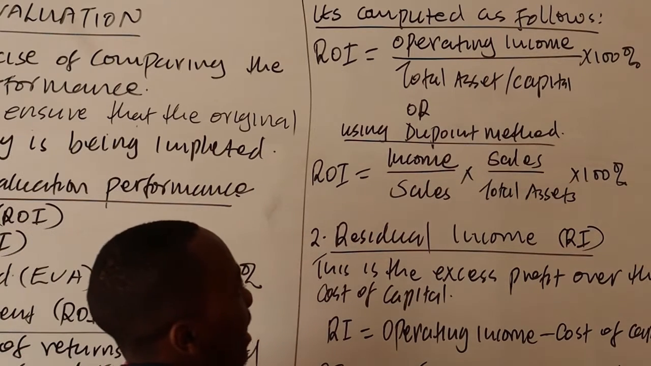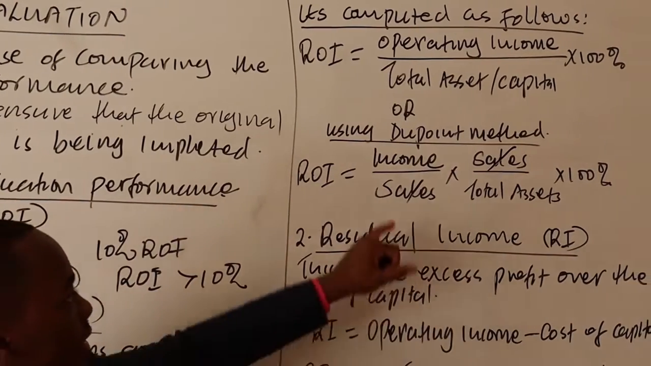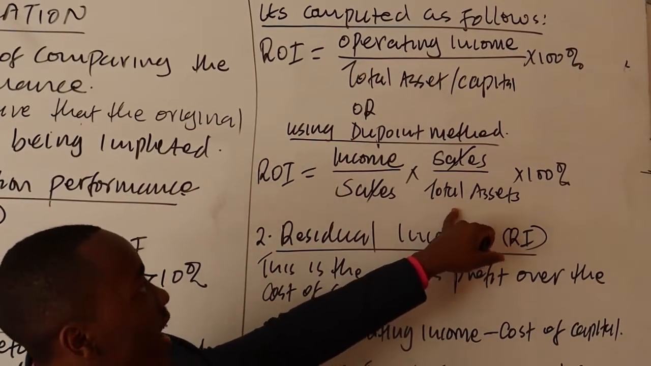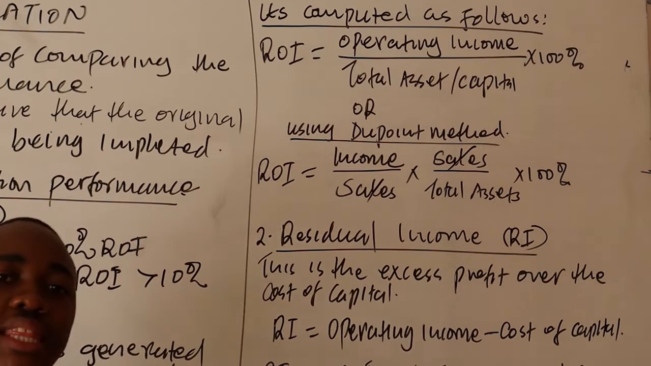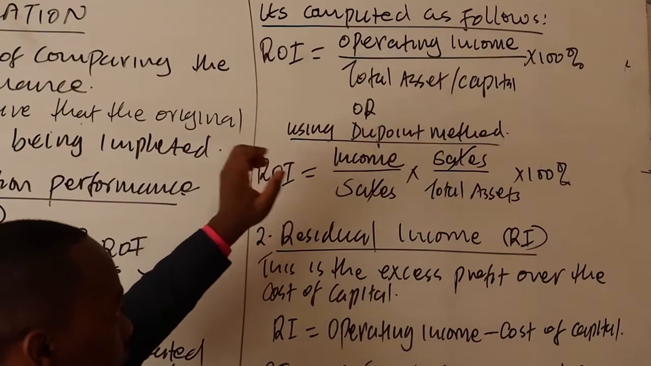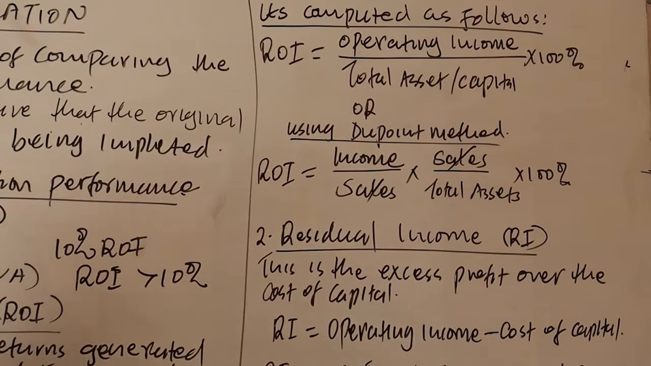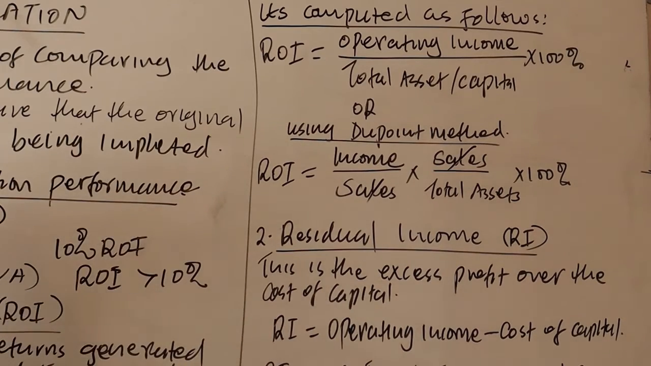Because, let's look at this. If you cancel sales and sales, you remain with income divided by the total assets, which is the same as that. But sometimes the examiner may be specific about using the DuPont method. So that's why I'm giving you the two different formulas you can use. So that's all about return on investment. Now let's go to method number 2.